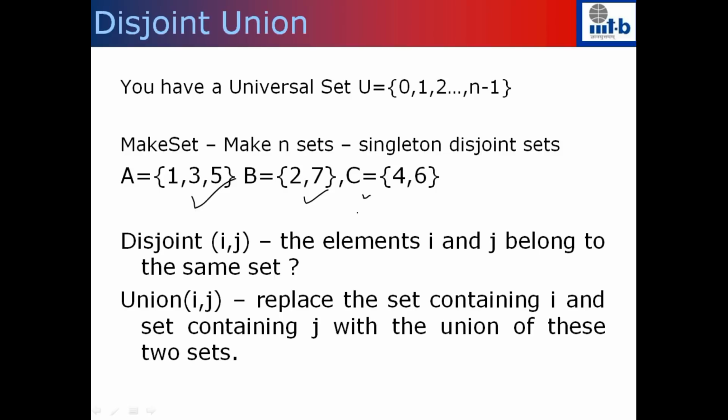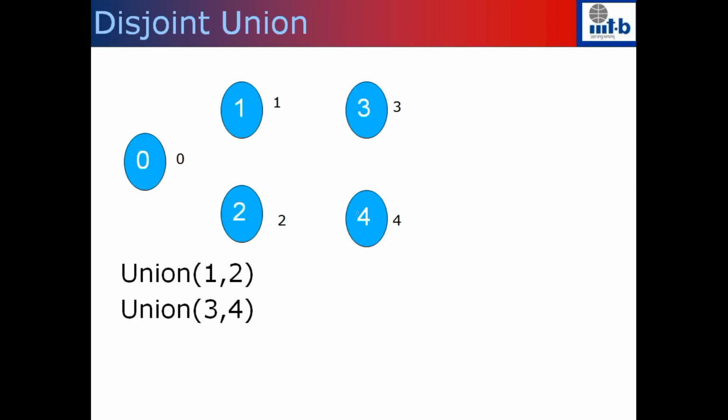Let's look at a concrete example of how this actually happens. We have the set 0, 1, 2, 3 and 4. Initially I have something called a color. All the elements in the same set will have the same color, and at any point of time I'll ensure that elements in different sets will have different colors. This will help me to answer the disjoint question. Given two elements, I just look at the colors of the two elements. If they are the same, they are in the same set, and if they are in different sets, the colors will be different.